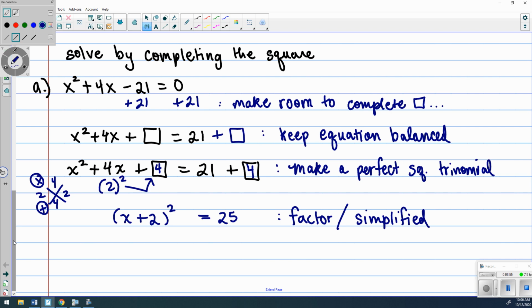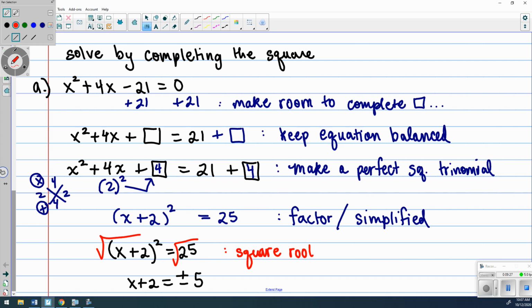And then now what I'm going to do is just solve. So check this out. x plus 2 quantity squared is equal to 25. I'm going to square root both sides. When I do that, now I have x plus 2 is equal to plus or minus 5. The square root of 25 is 5. And in this step, I'm going to square root to undo the square.